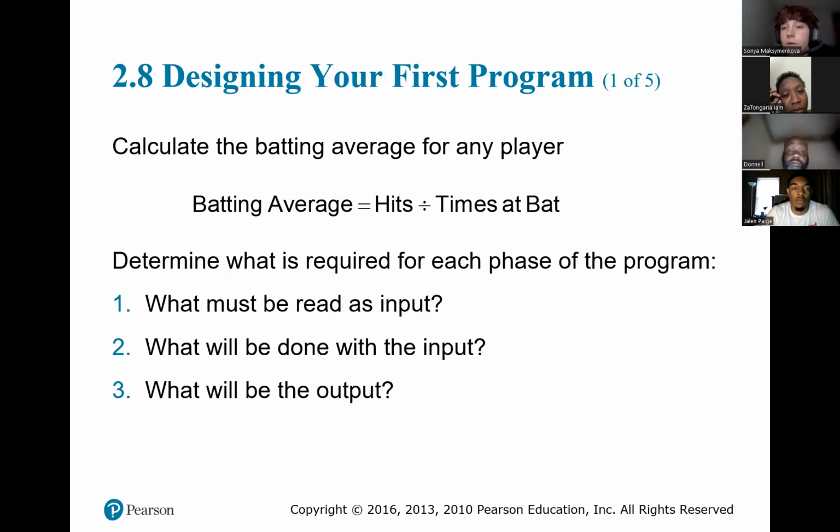All right, now let's talk about designing our program. In this example, we have a program that needs to calculate the batting average for any player. And we are given a formula: batting average equals hits divided by the times that that player was at bat. Now, let's determine what we need for each phase of our program. The questions that you usually have to ask yourself before you create any program: what is going to be my input? What do I need to do with that input? What is going to be our output?